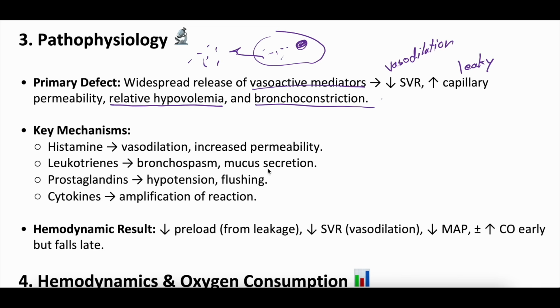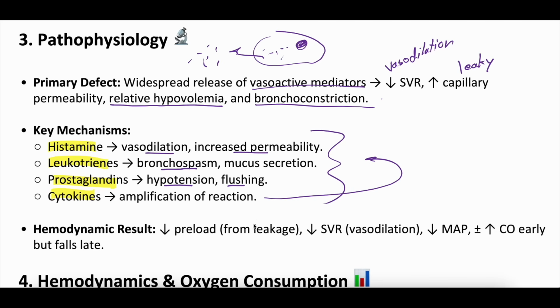So if we try to break down the key mechanisms and we just think about the granules being released: histamine, leukotriene, prostaglandin, and cytokines. Histamine leads to some of that vasodilation, increased capillary permeability. Leukotrienes can lead to bronchospasm. Prostaglandins can lead to hypotension and flushing. Cytokines amplify the reaction of those other ones, okay? So we can tie some of the symptoms to some of these mediators being released.